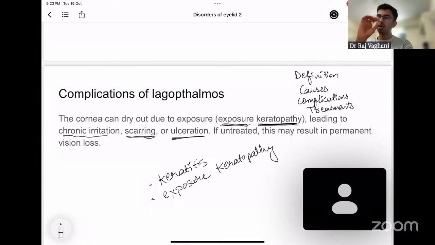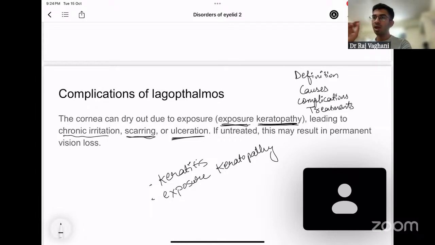Otherwise, you can write in sentences, like exposure keratopathy means the cornea is being exposed due to inability of the eyelids to close your eyes. So that can be the sentences to how to frame the sentences, right? So you have to frame the sentences. You cannot write just simply keratitis and exposure keratopathy. You will get marks. I'm not saying that you won't get marks writing these 2 points, but you have to write it in sentences. That will fetch you more marks, right?